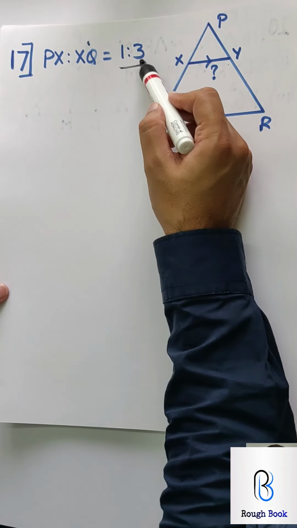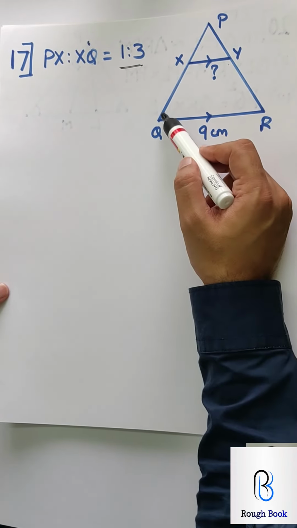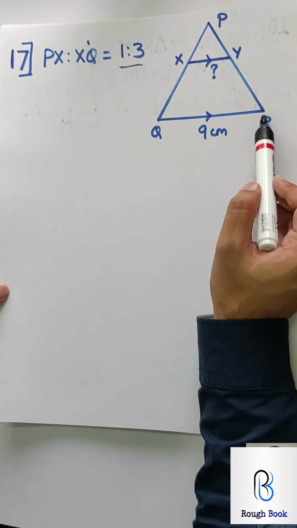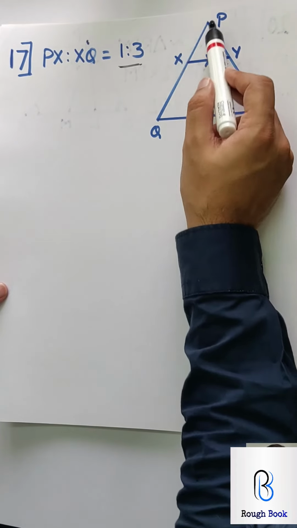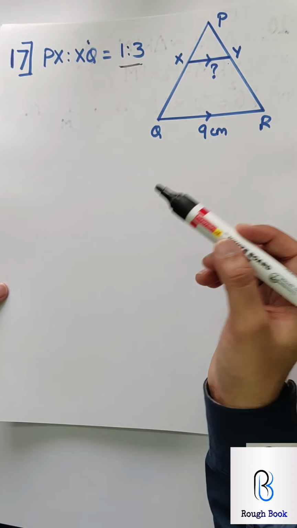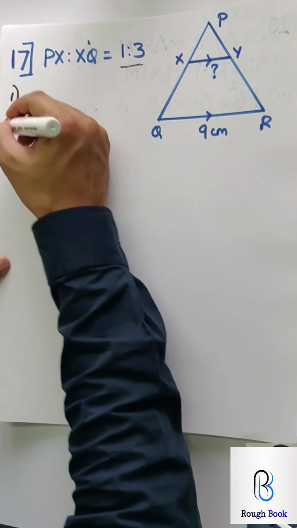PX:XQ is 1:3. So first find PX upon PQ by X method. Then prove these two triangles similar, PXY and PQR. Once you prove them similar, PX upon PQ equals XY upon QR, and apply it. You will get your answer. Yeah. So let's try it out.